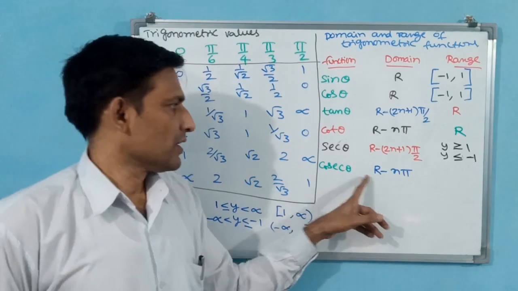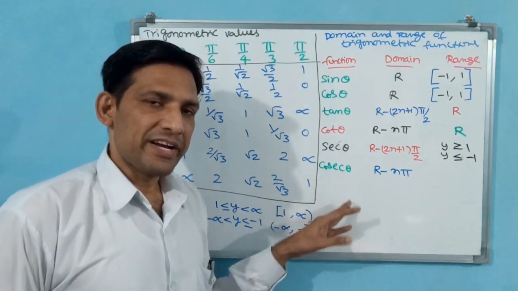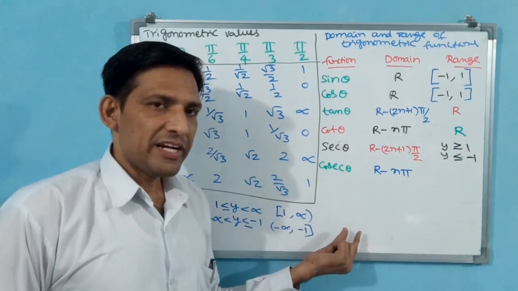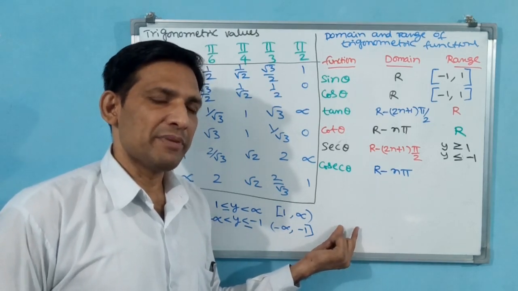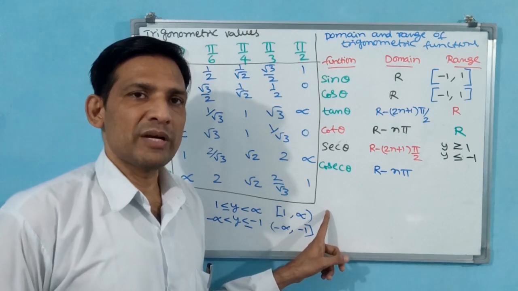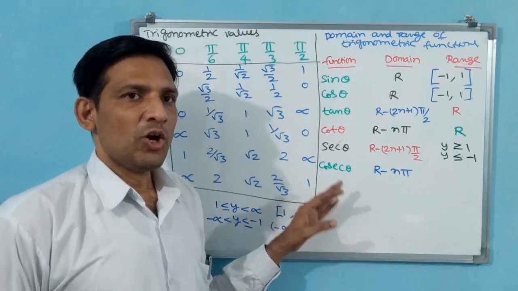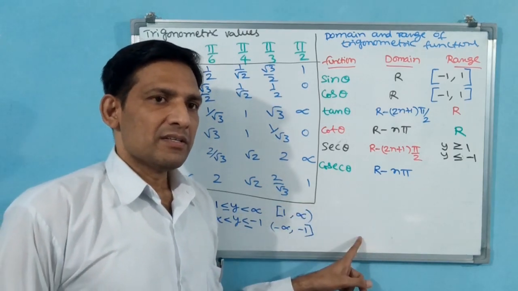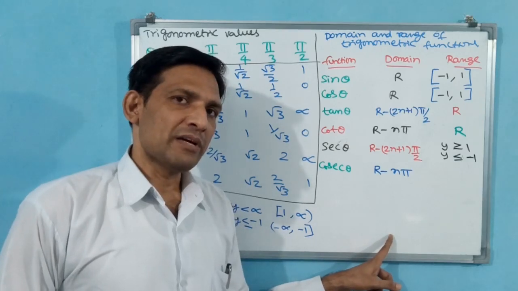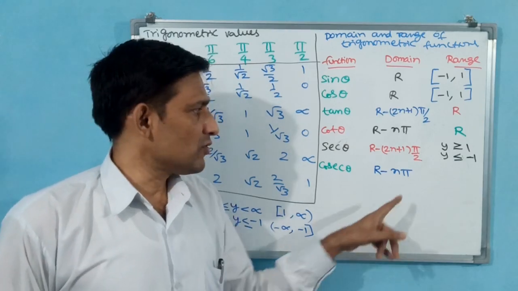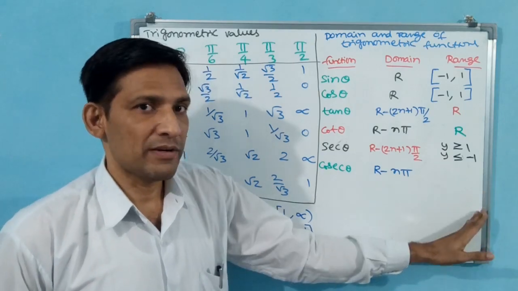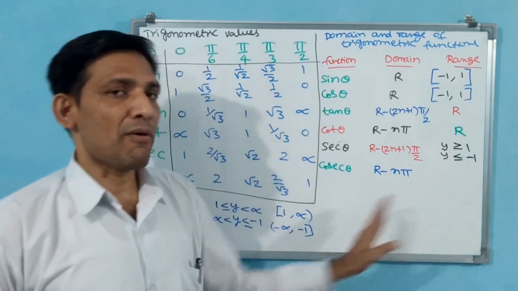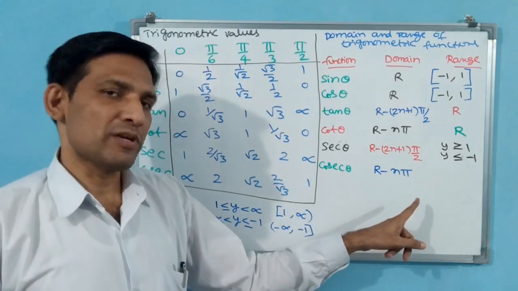Because cosecant theta is 1 divided by sin theta. Divided by means denominator. Denominator should not become 0. If your denominator becomes 0, the function is going to become undefined. For cosecant theta to be defined, sin theta should never become 0. Where is sin theta becoming 0? It is becoming 0 at n pi. What is this n pi? This n pi is 2n pi together with (2n plus 1) pi, combined.